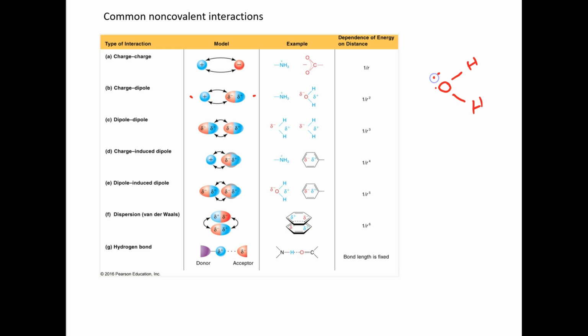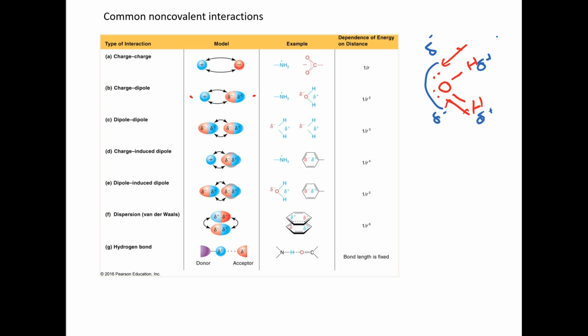Each bond within water is polar because the oxygen has a higher affinity for electrons than the hydrogen, and so it's going to have greater ownership. In addition to that ownership of the electrons in the bond that's being shared, you also have the pair of lone pairs on the oxygen. This creates an extra region of electrical density around the oxygen, and so that's going to have a partial negative charge, and we're going to have partial positive charges on the hydrogens.